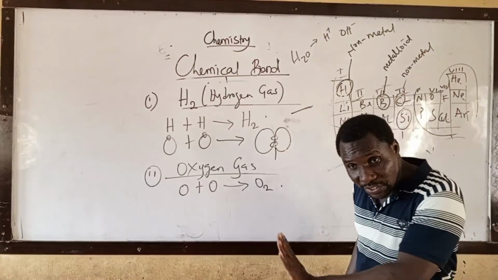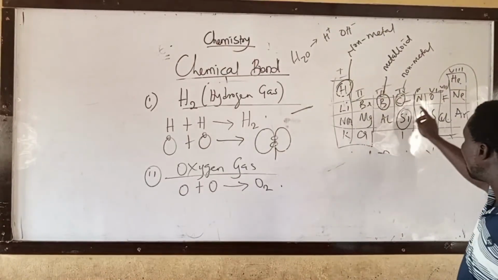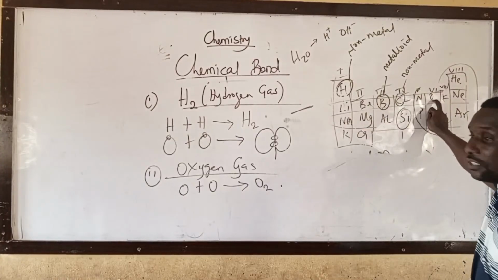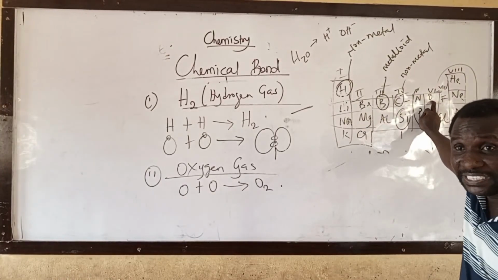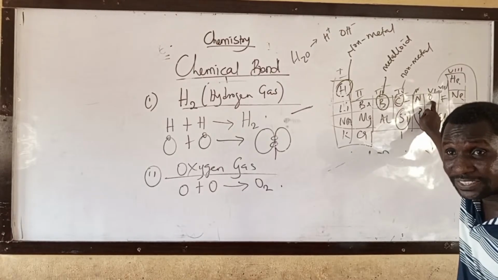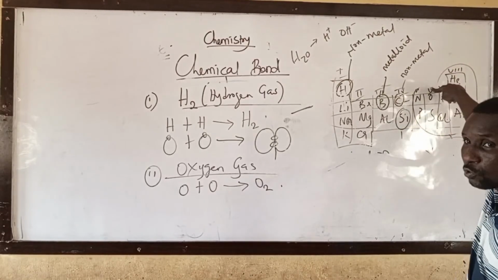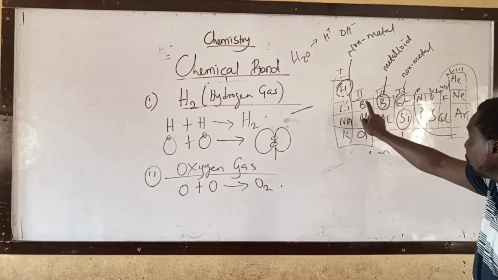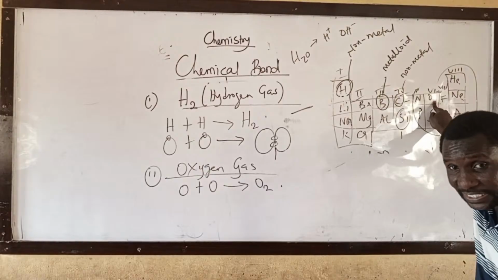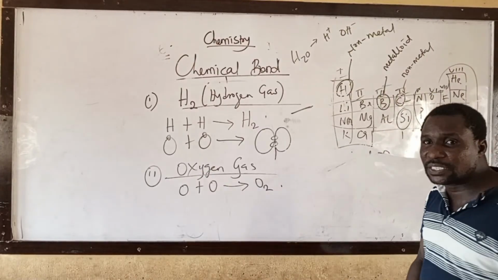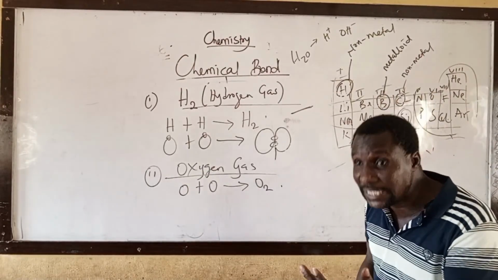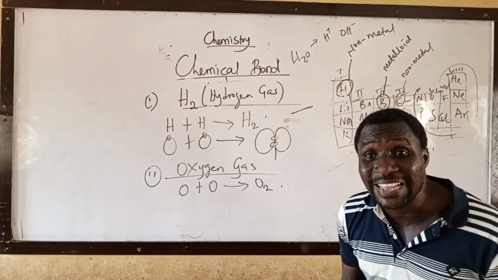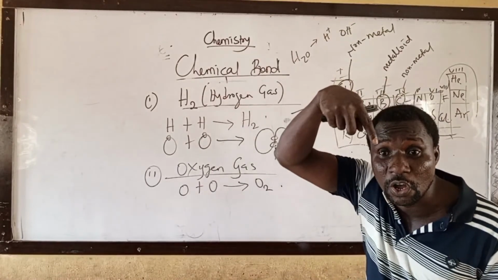Then how do they do it? Look at it. Oxygen can be found 1, 2, 3, 4, 5, 6, 7, 8. What is the atomic number of oxygen? 8. That means the electron number is 8. You can find it in group 6. Group 6 has how many electrons on the outer shell? 6. The atomic number is 8, the electron number is 8, and they have 6 electrons on the outer shell.